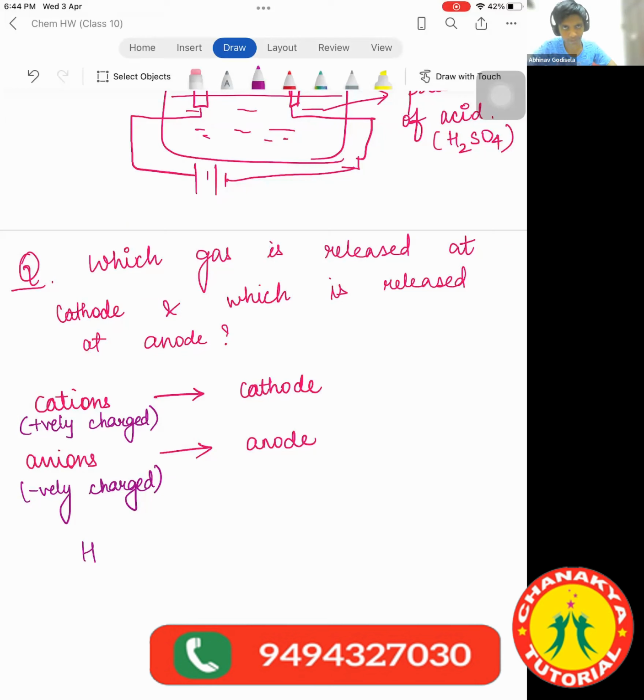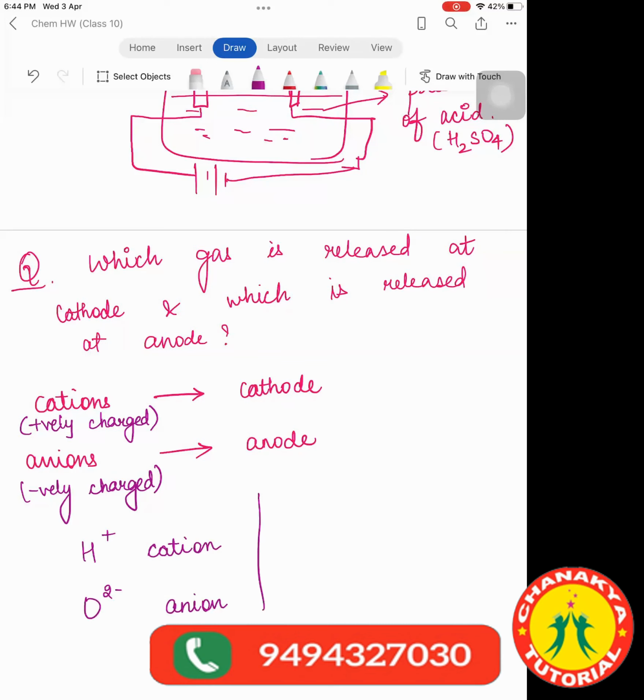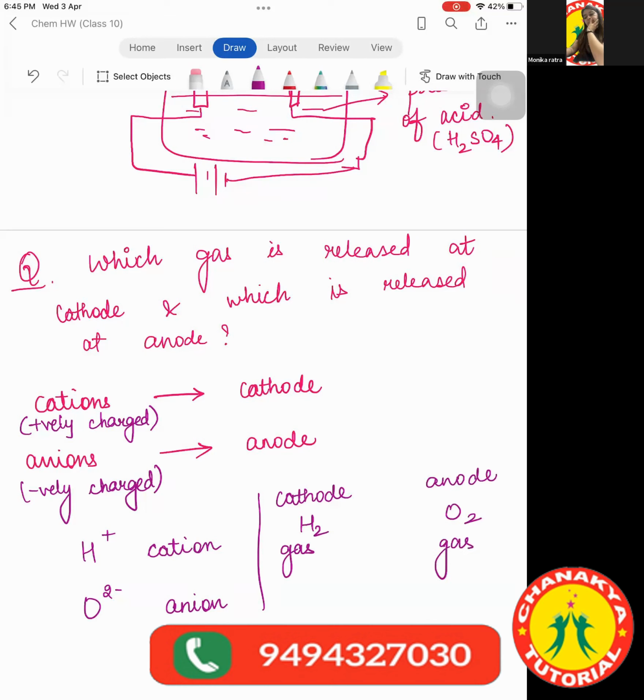Hydrogen would be the cation, and oxygen would be the anion. Now you can conclude what you are going to observe. At cathode, we will observe hydrogen gas. Whereas at anode, we are going to observe which gas? Oxygen gas. Clear?